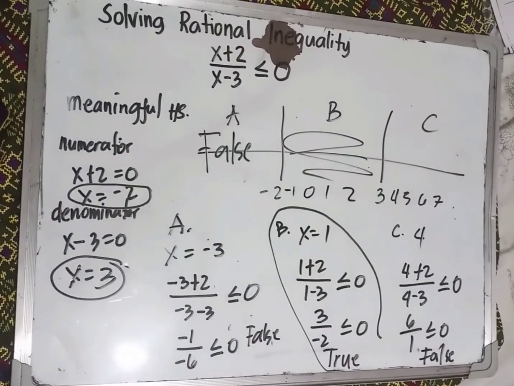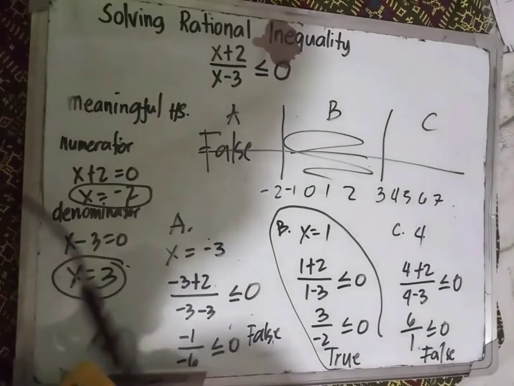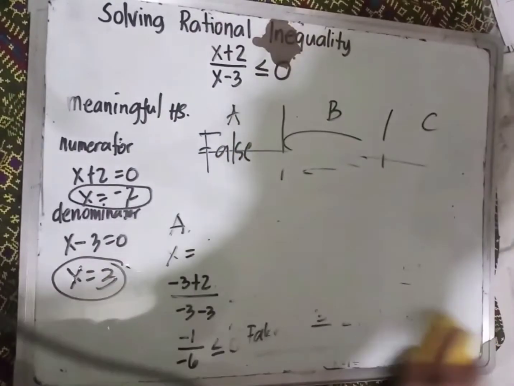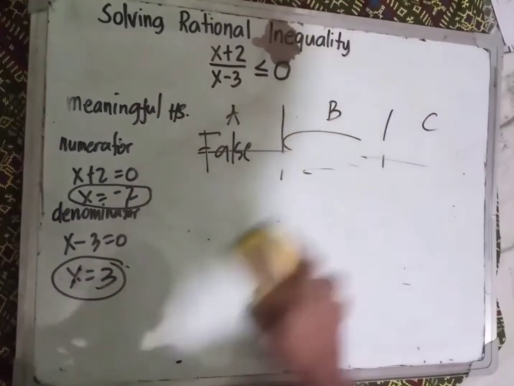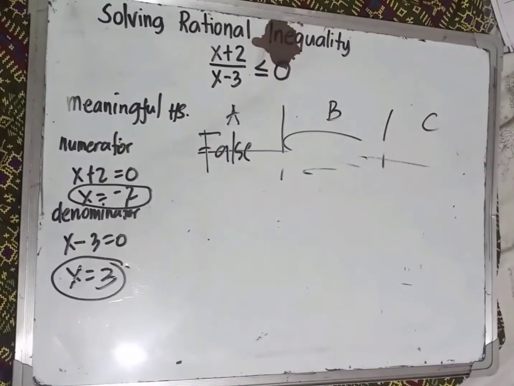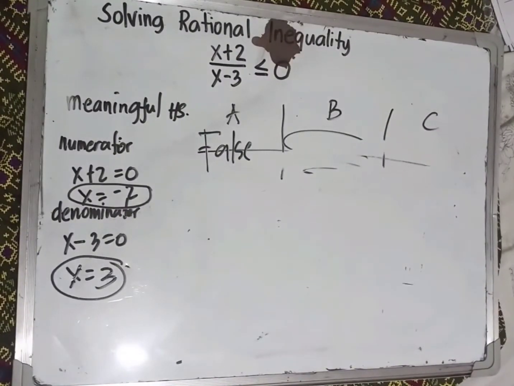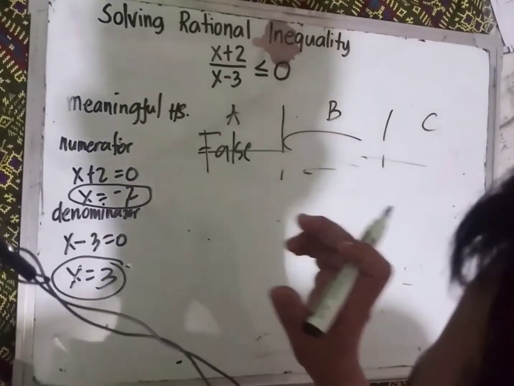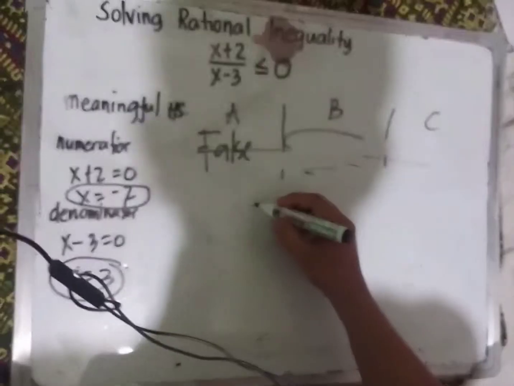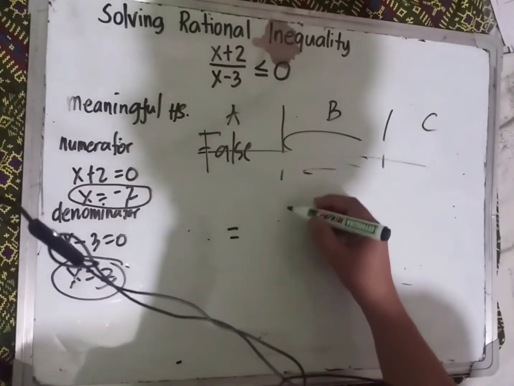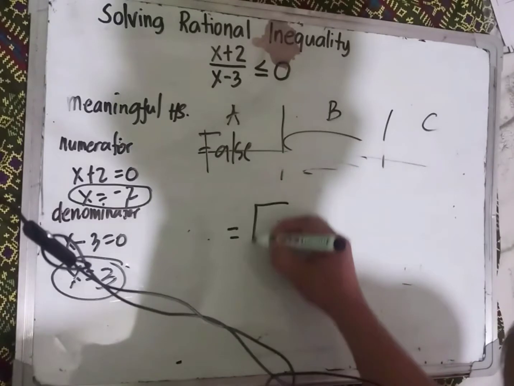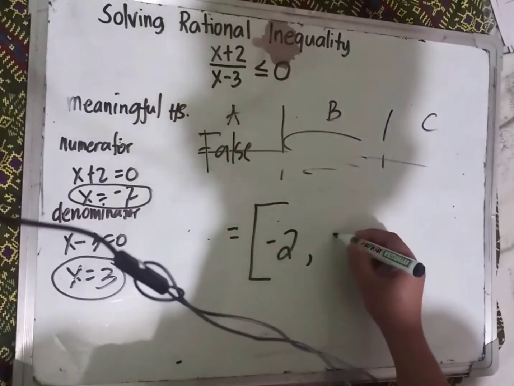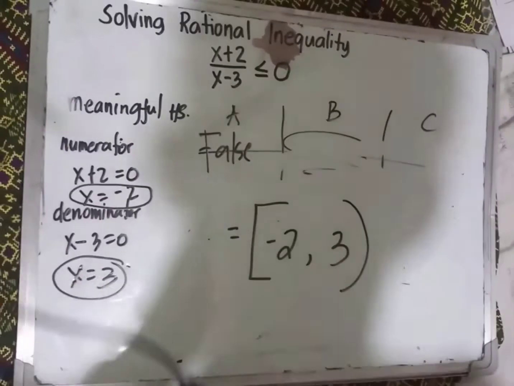Next, how to write the solution. Version ko na ito ha. How to write the final answer. Okay, so the final answer, you need to express the answer in interval notation. So interval notation, based tayo sa meaningful numbers. So the final answer in interval notation is bracket negative 2 comma and positive 3 parenthesis.